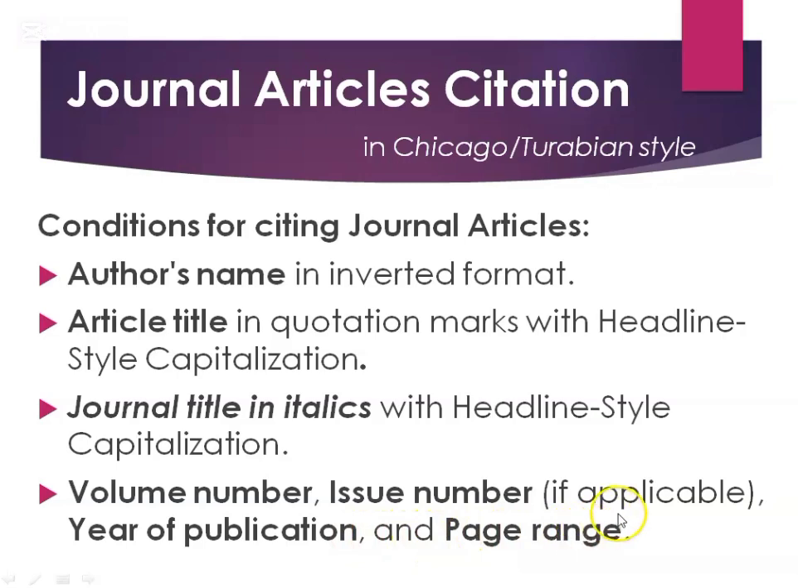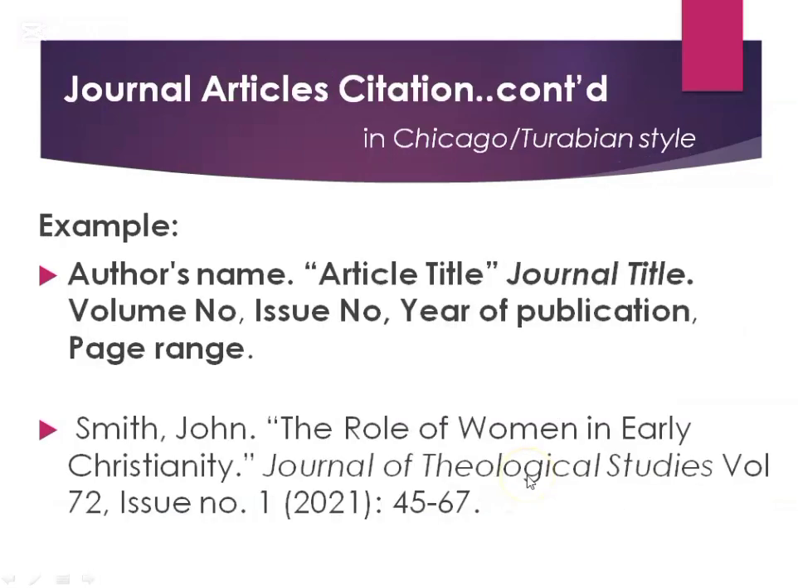What do I mean by if it is applicable? There are some journal articles that will not include volume numbers or issue numbers. Probably it is just an article that lasted for about 5 to 10 pages. So it might be an article written by a single author or two authors. But for journals with large numbers of authors, there are always volume numbers and issue numbers to differentiate them. All right, let us move to our next slide, which is examples.